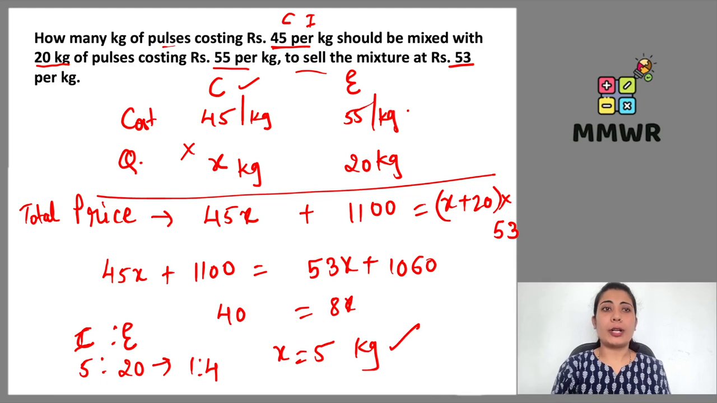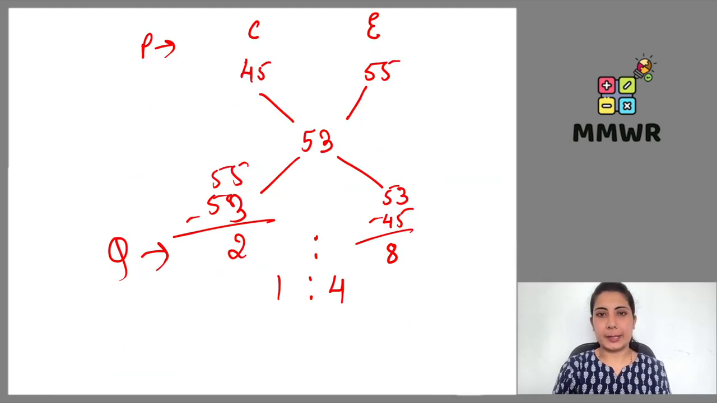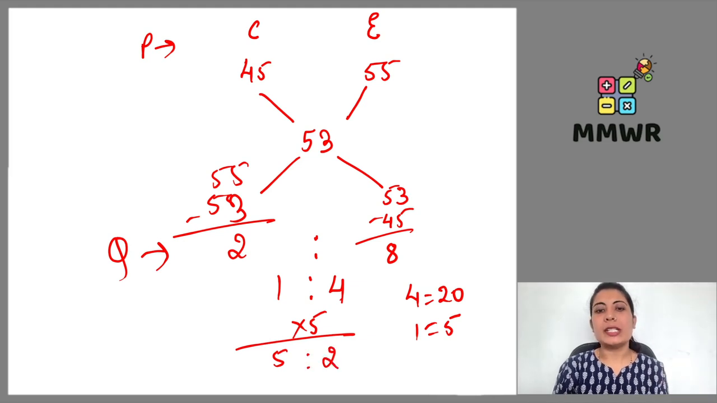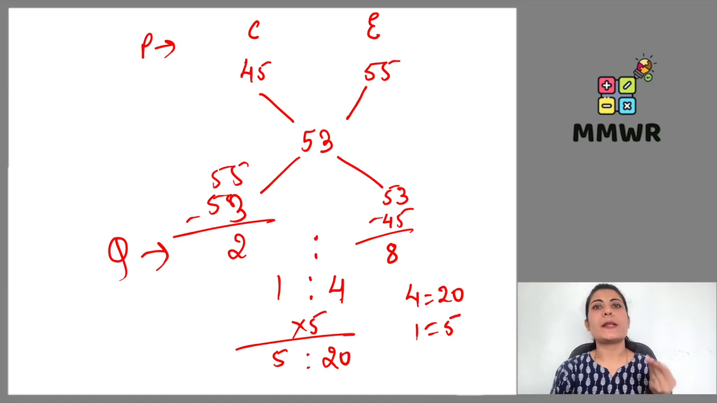kg. But according to the question, 20 kg of the expensive one we have already taken. So if 4 is equal to 20, the value for 1 will be 5. That means if I multiply this by 5, 5 kg of the cheaper one and 20 kg of the expensive one, we have to mix them in this ratio only, so that we will be getting the final product at the price of 53 rupees per kg.